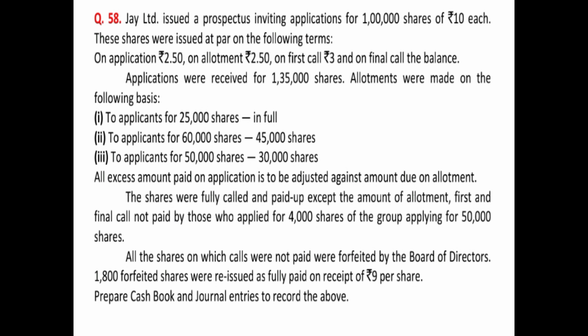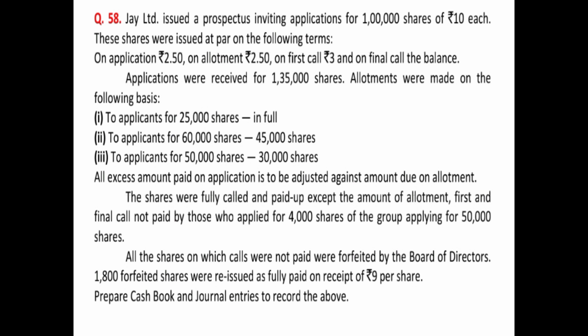So when the face value is 10 and shares are issued at par, that means on the face value 10, and if we are calling 2.5 on application and 2.5 on allotment, that means 5 rupees totality, and 3 on first call, so 5 plus 3 is 8, that means 2 rupees is the balance amount which will be called at the time of final call. Applications were received for 1,35,000 shares. We had issued 1 lakh shares, but applications are received for 1,35,000 shares. That means this is the case of over subscriptions.